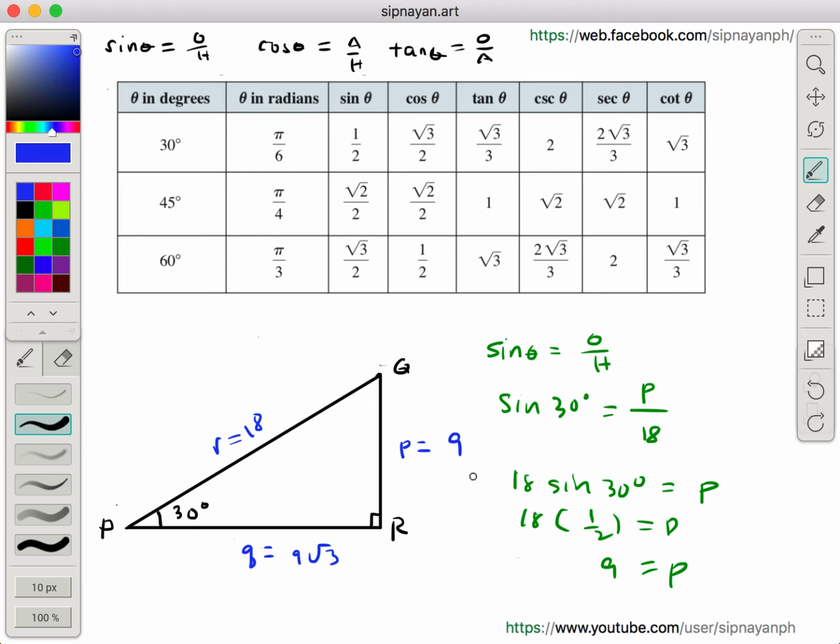Okay, so, question. Paano naman kung wala dito sa mga tatlo lang to, no? 30 degrees, 45 degrees, at 60 degrees. Paano naman natin kukomputin yung sine, cosine, tangent, and all the other trigonometric ratios? Now, the answer to that is gagamit kayo ng calculator.